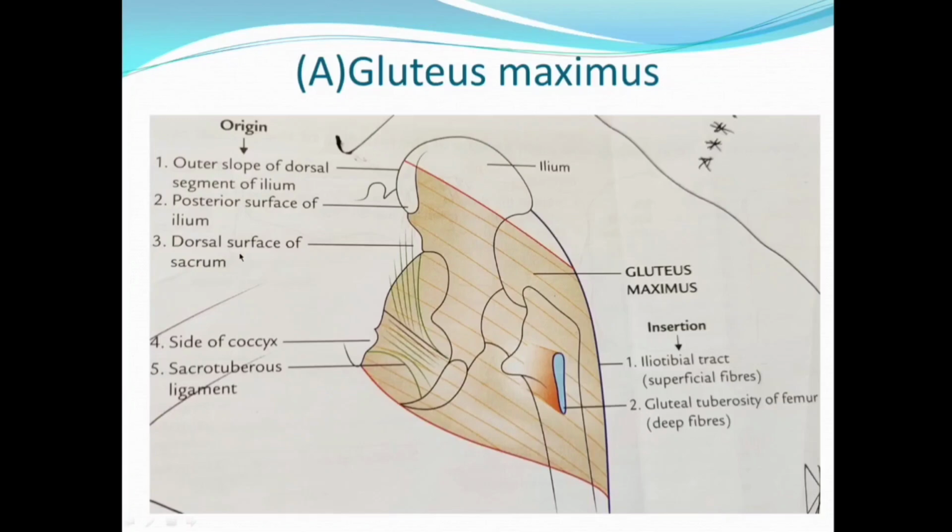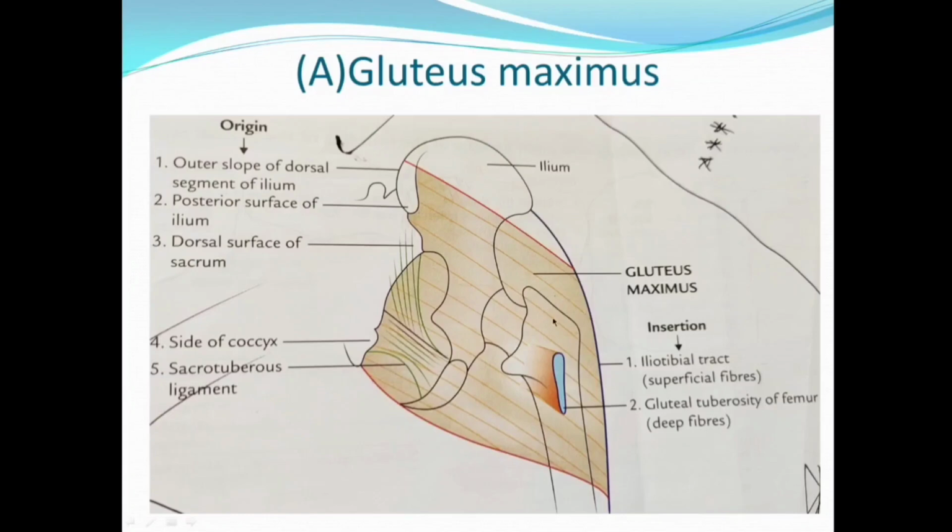Next, it also arises from the dorsal surface of the sacrum. This is the dorsal surface of the sacrum. Then it arises from the side of the coccyx, and then from the sacrotuberous ligament. It is a ligament which extends from the sacrum to the ischial tuberosity. So the gluteus maximus also arises from the sacrotuberous ligament.